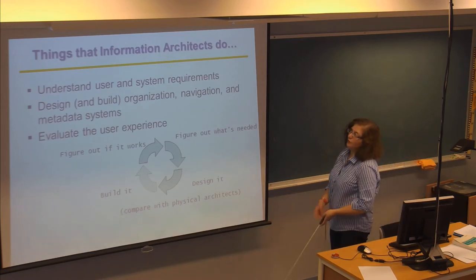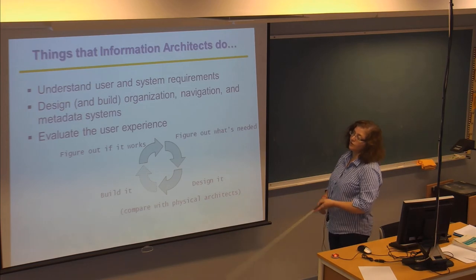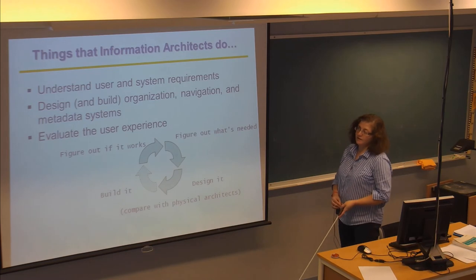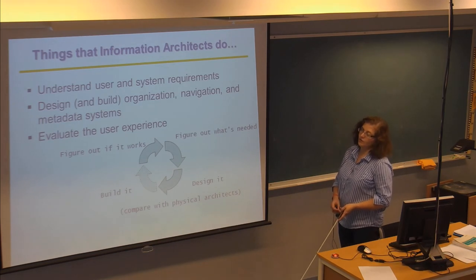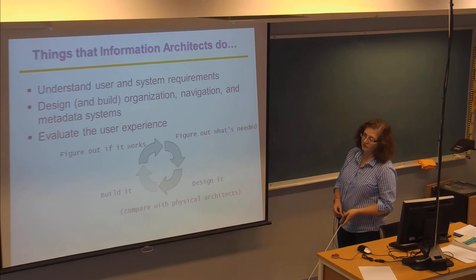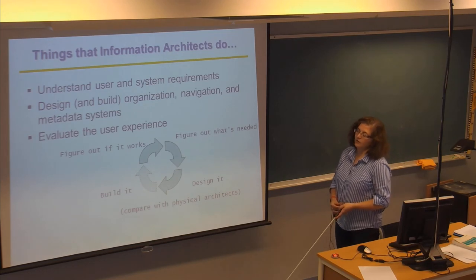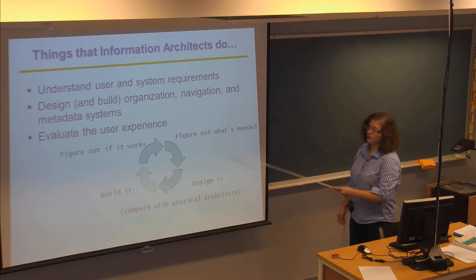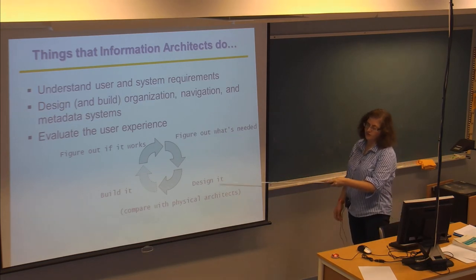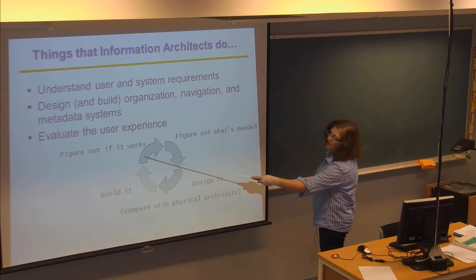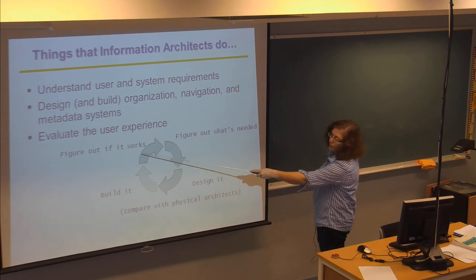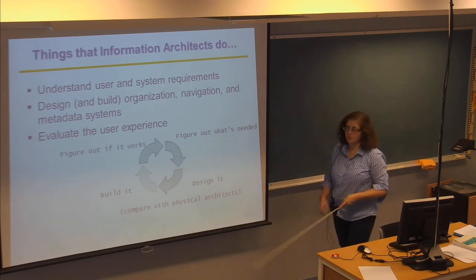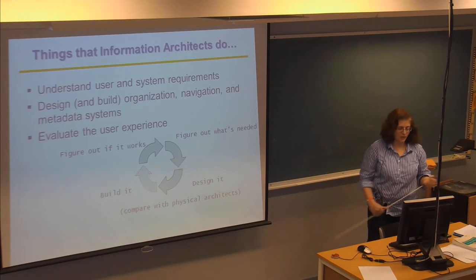So what do information architects do? They understand user and system requirements. They design and build organization, navigation, and metadata systems. And they evaluate the user experience. So this is kind of a cycle. You find out what the users need, you design it, you build it, and then you evaluate it and see if it works as expected. And after you do that, you usually go through the cycle again, because the users' needs keep on changing.